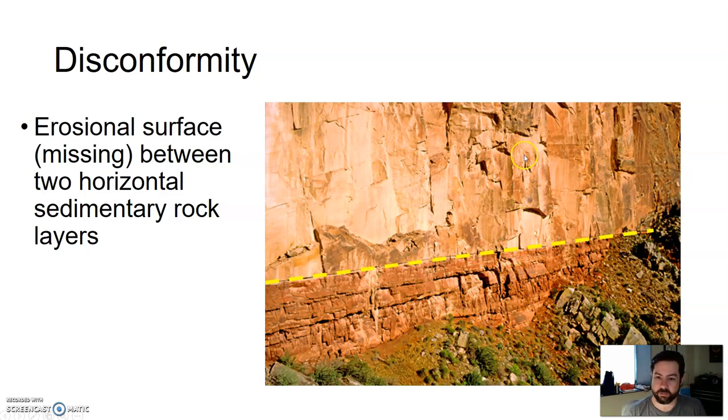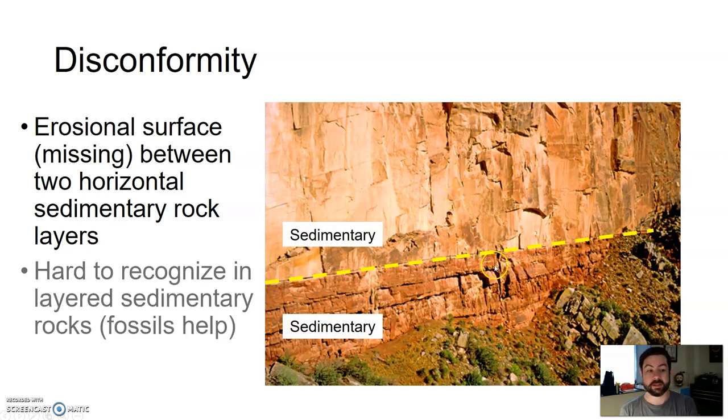So we have a sedimentary rock layer here, and we have a gap in time. Now the only way we can figure out we have a gap in time is if we were to maybe find some fossils in these different types of rocks. So a disconformity can be hard to recognize in the real world. Again, fossils would help with that.